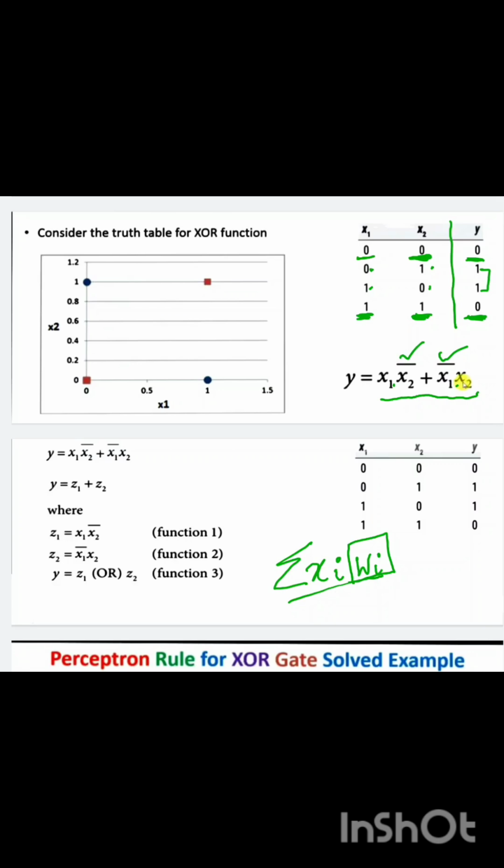So let's see first of all what we get as the value of sigma xi, wi. But for that, we have to resolve this complicated equation. So let's say that this portion is called as Z1 and this portion is called as Z2. So Z1 becomes x1 into x2 bar and Z2 becomes x1 bar into x2. So we can say y equal to Z1 or Z2. OR means the function, logical OR.